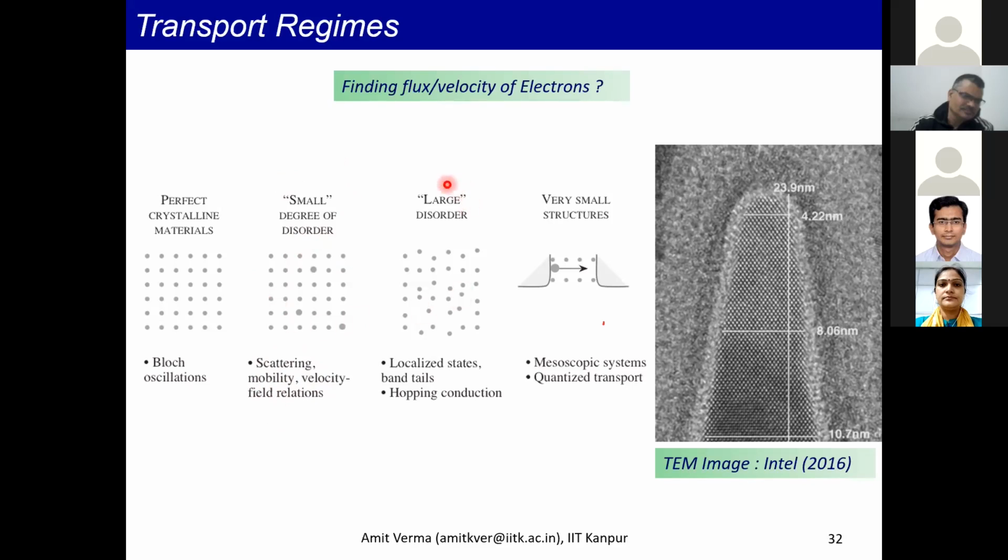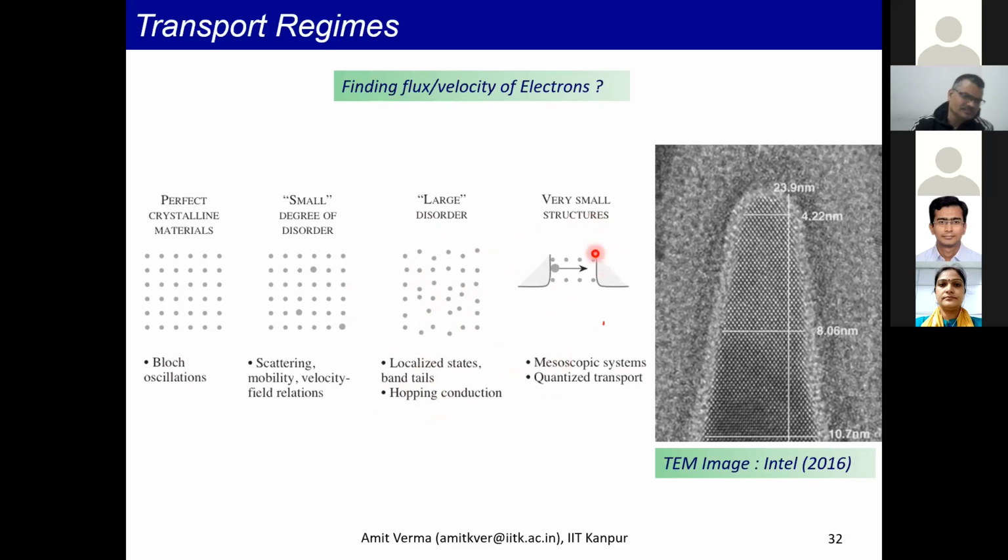Then there are materials which have a relatively large disorder. Here come most of the organic semiconductors, polymers, then polycrystalline or amorphous semiconductors, where there is a very large degree of disorder. In this case, there is no well-ordered position of atoms. Under these cases, when we want to calculate the velocity of the electrons, we use these concepts of localized states, band tails, or hopping conduction, in which the electrons get trapped at one position, get released, hop to another position, then hop to another position. So they usually have very poor transport.